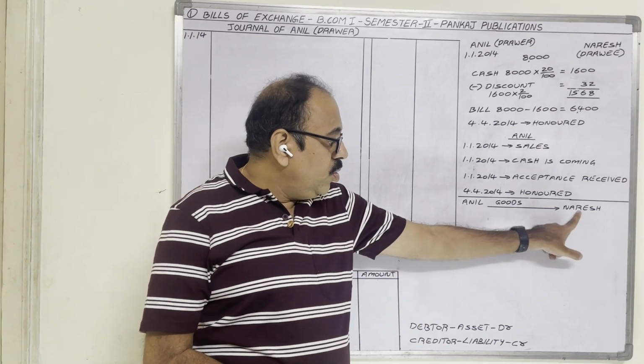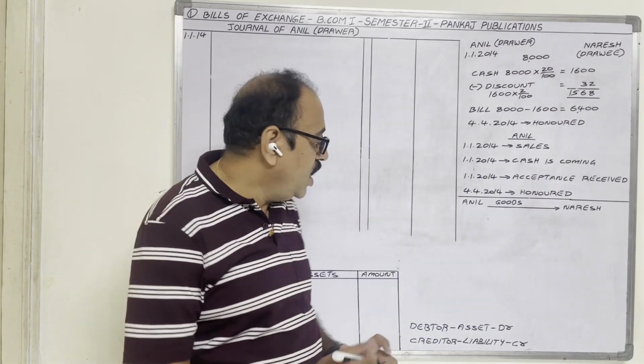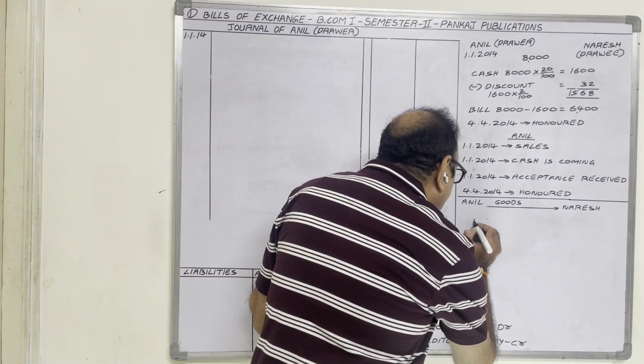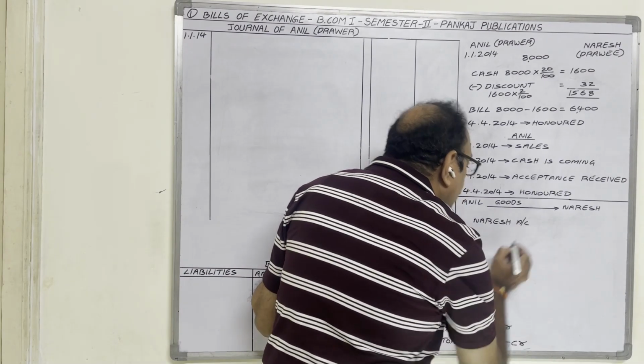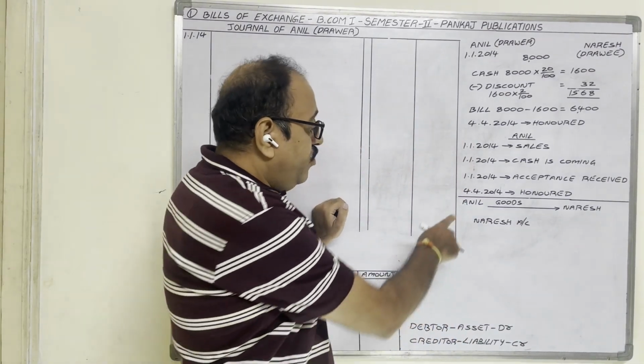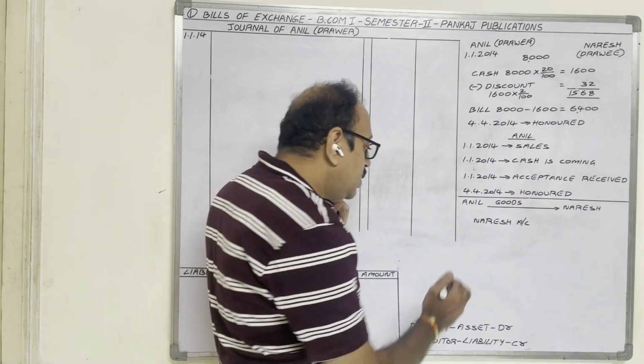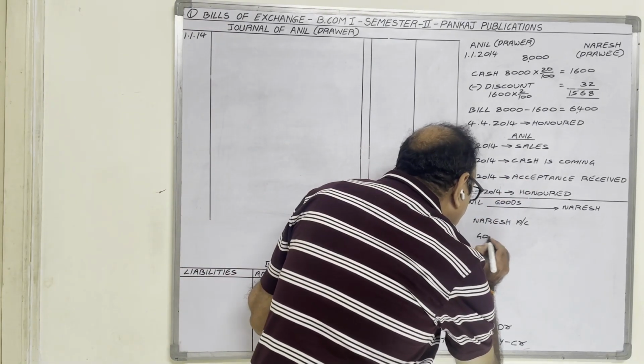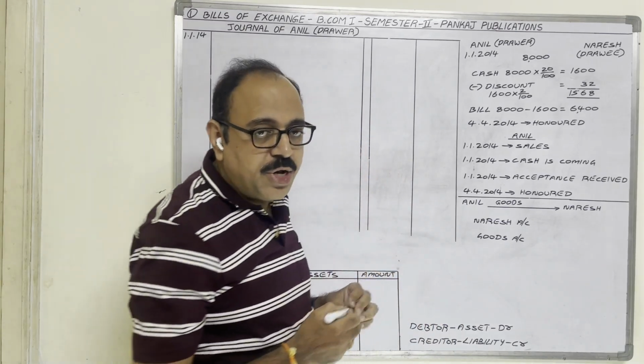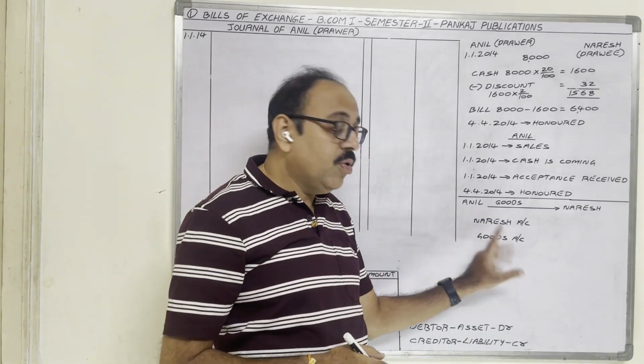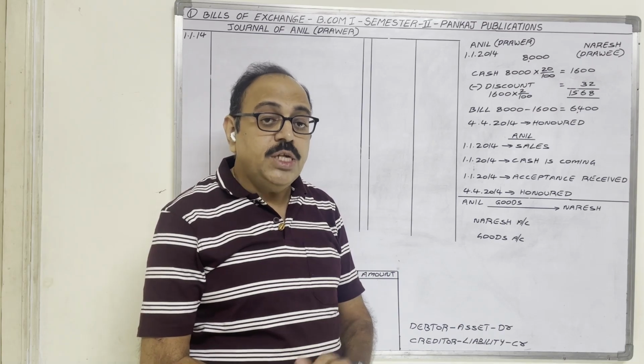Here to Naresh we are selling goods. Therefore Naresh account is one account. A/c is the symbol of account. From Anil goods are going. Therefore second account is goods account. So first step is completed, identification of accounts. Next step is grouping.